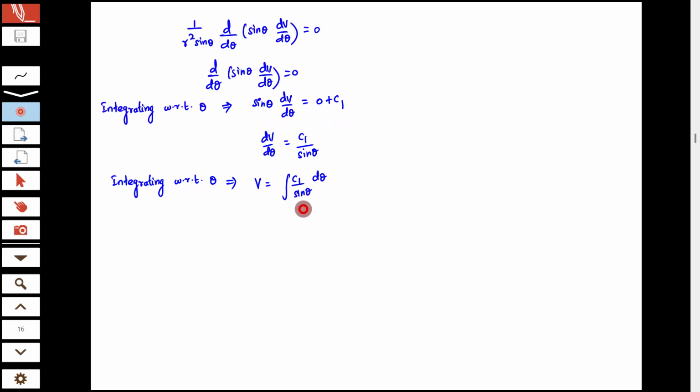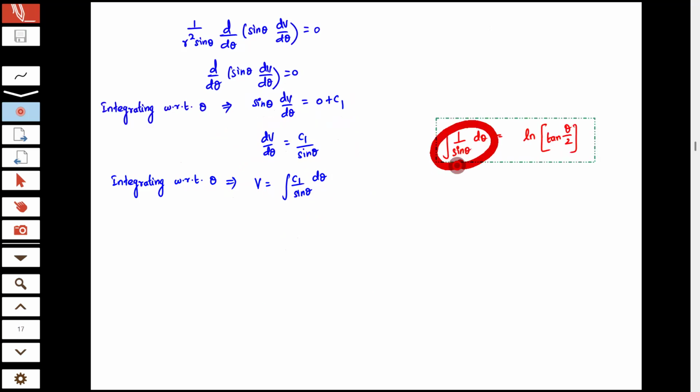C1 is constant. We need to know what is the formula for the integration of 1 by sine theta d theta. So integration of 1 by sine theta d theta is natural logarithm of tan of theta by 2. This is the formula for integration of 1 by sine theta d theta. Now, instead of the integration of 1 by sine theta d theta, we will be writing this. So thereby, v will be integration of this plus integration constant c2.